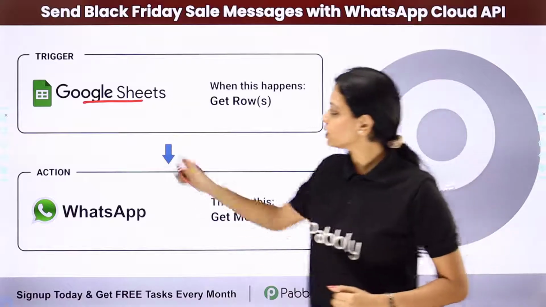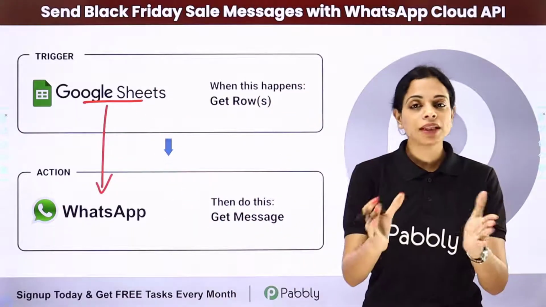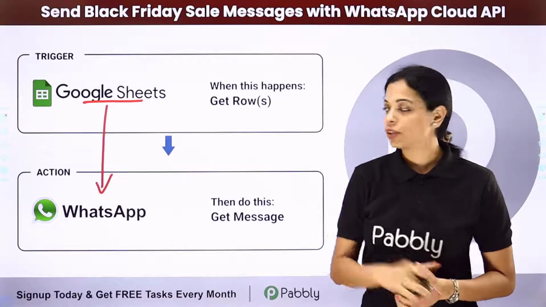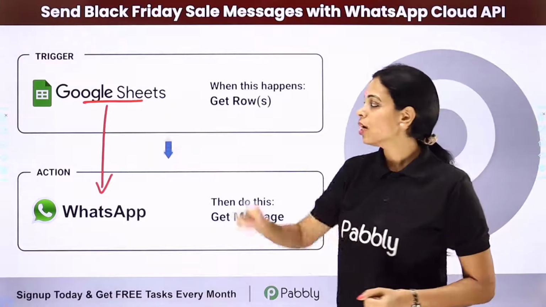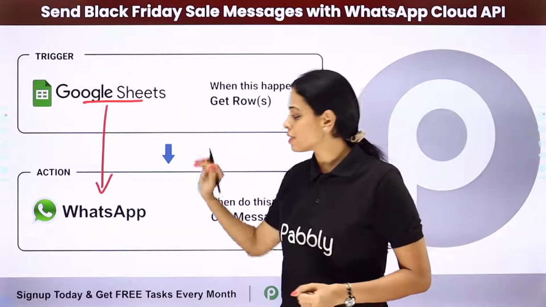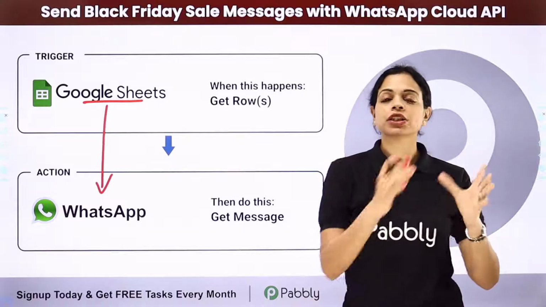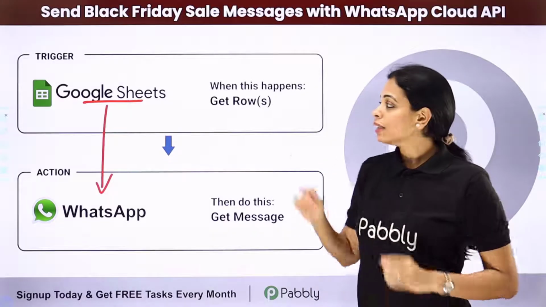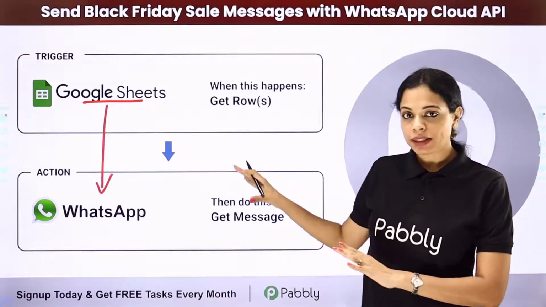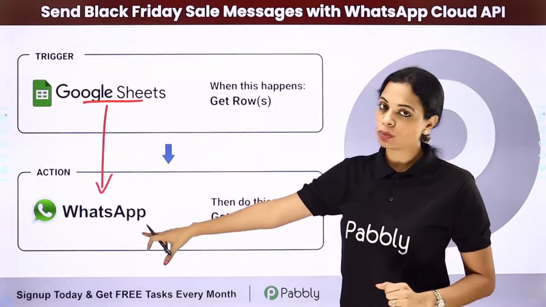For this, you will have to set up some integration between WhatsApp and Google Sheet. And the same thing can be done using Pabbly Connect software. You can schedule a message and then everybody who's there on your Google Sheet would receive a message through WhatsApp exactly on that particular day when you have scheduled at that particular time. Now this thing can be done using Pabbly Connect software. Your trigger application would be Google Sheet and your action application would be WhatsApp.